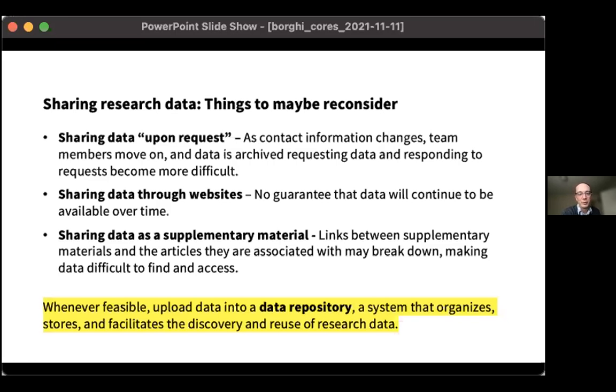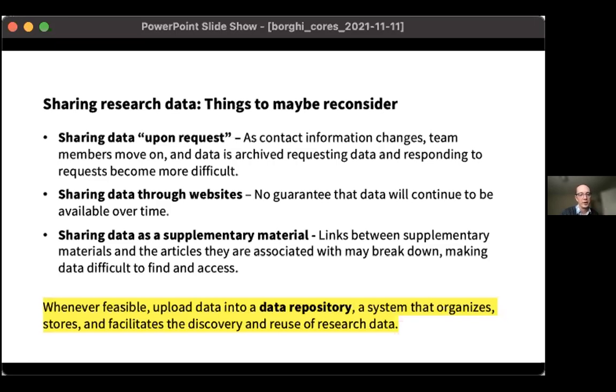I would also say to maybe reconsider sharing data as a supplementary material in an article, just because the links between supplementary materials and the articles they're associated with may break down, making data difficult to find and access over time.